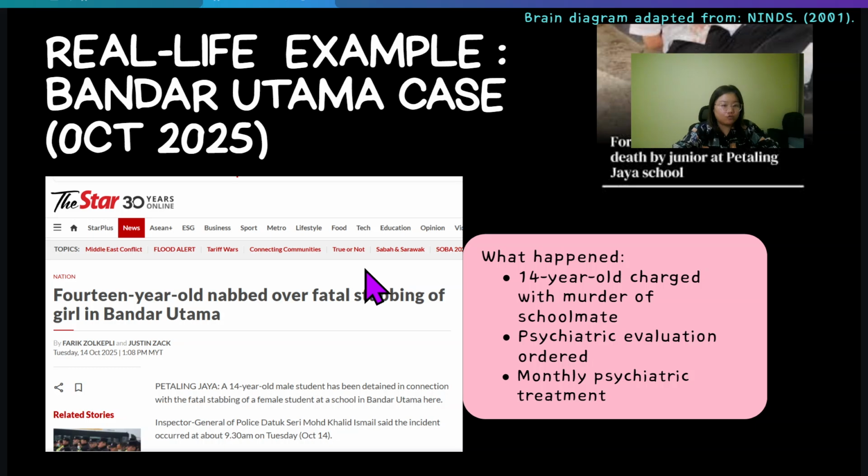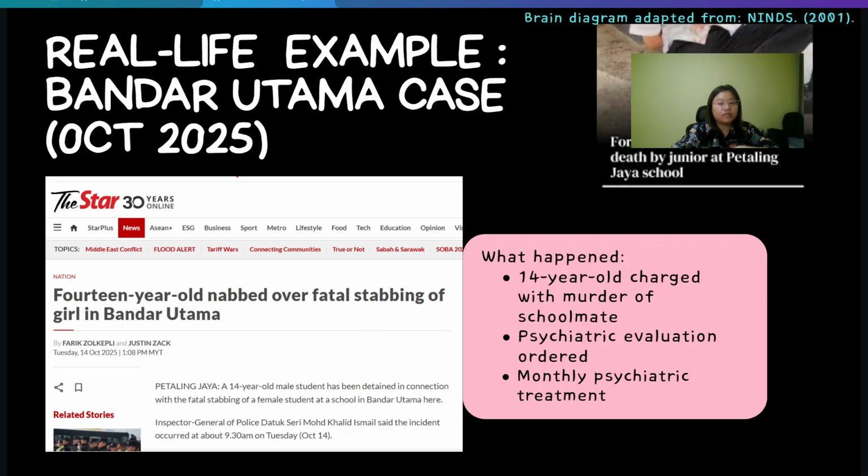Now I want to share a real example that happened in Malaysia. This case really shocked all of us. In October 2025, a 14-year-old student in Bandar Utama was charged with the murder of a 16-year-old schoolmate. It was a shocking case, and it makes a lot of us ask, how could something like this happen? So let's look at the brain structures involved.